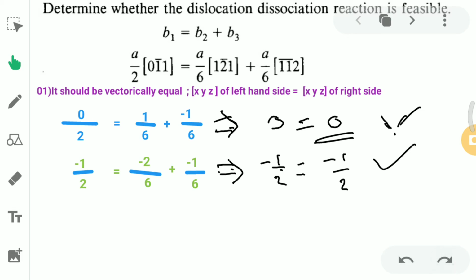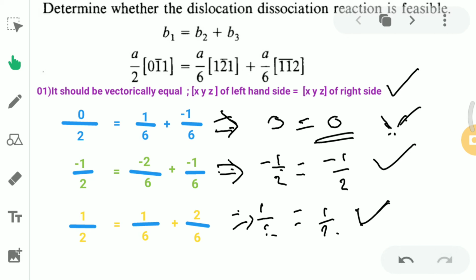Coming to the z component, here we have 1 by 2 on the left side. The right side is 1 by 6 plus 2 by 6, which is equal to 3 by 6. 3 by 6 means 1 by 2. So 1 by 2 is equal to 1 by 2. So it is also vectorially favorable. Here the first step was completed.